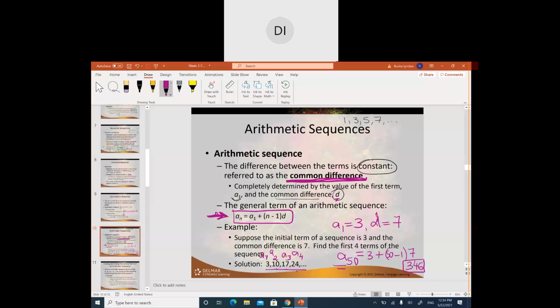But let's say I want to find A50. I don't need to find all the numbers before that. I don't need 49 numbers. I can just use the general term formula, where A1 is going to be 3 and n is going to be 50. And this here is going to be d, the common difference, which is 7. So that's what I did. Any questions?